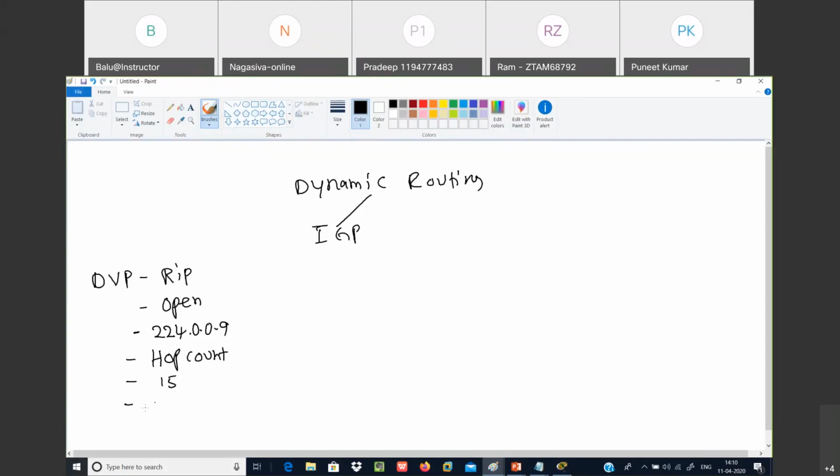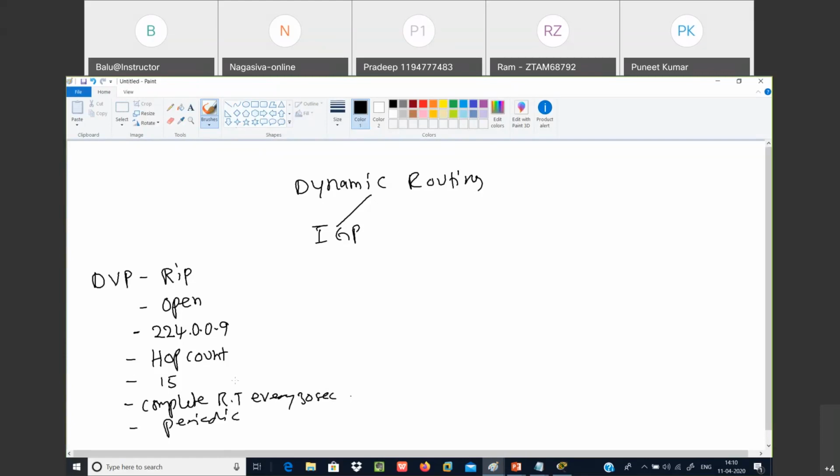What type of updates are there in the RIP protocol? Periodically, for every 30 seconds RIP sends the update. That update is also what? The complete routing table is the update for every 30 seconds. This type of update we call periodic updates.